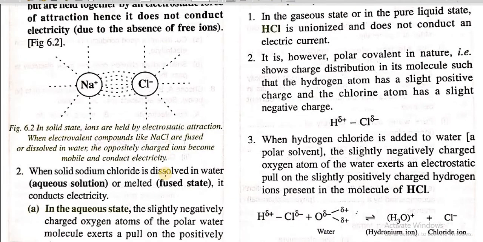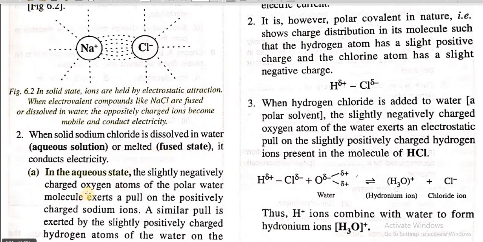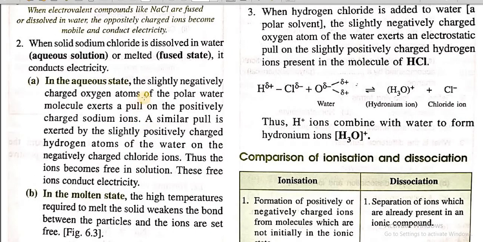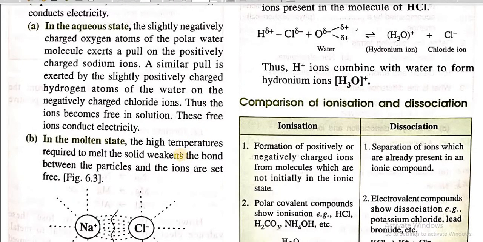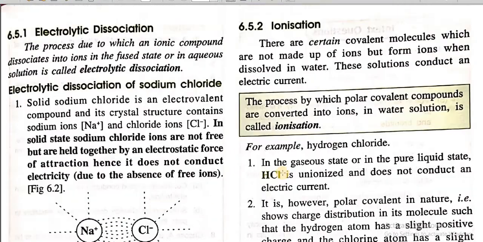As I explained earlier, when sodium chloride is dissolved in water, it becomes an aqueous solution, or when melted, it becomes a fused state. It conducts electricity. In the aqueous state, what will happen? The slightly negatively charged oxygen atoms of the polar water molecule exert a pull on the positively charged sodium ions. A similar pull is exerted by the slightly positively charged hydrogen atoms of the water on the negatively charged chloride ions. Thus, the ions become free in solution, so they conduct electricity. In the molten state also, the high temperature required to melt the solid weakens the bond between the particles and the ions are free, so they can conduct electricity.